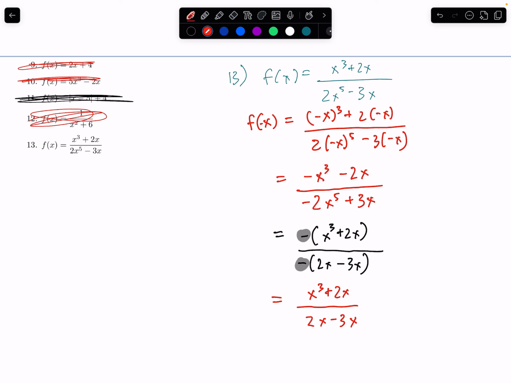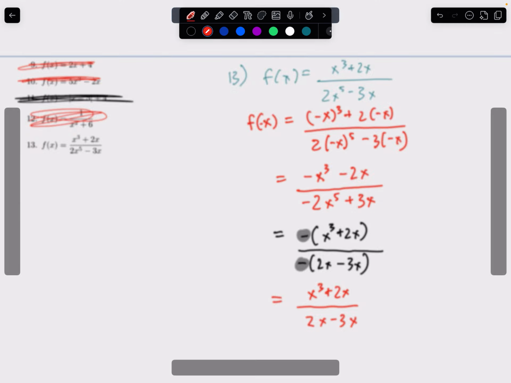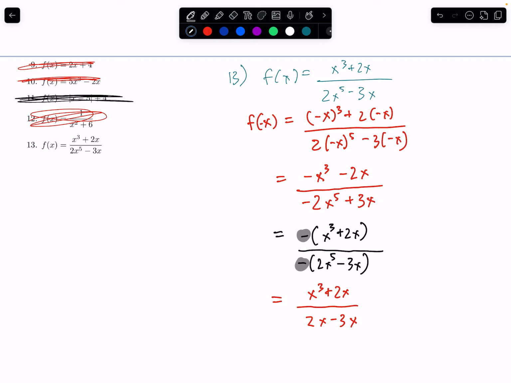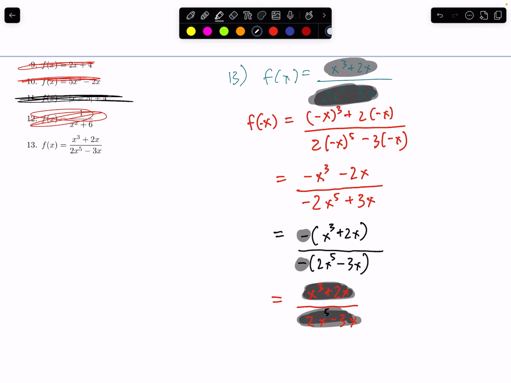Oh, I'm sorry. I lost the 5 along the way. This is to the 5th power here. Okay, so I have x cubed plus 2x on the top and 2x to the 5th minus 3x on the bottom. Now let's compare, and you guys probably see what's happening here already. x cubed plus 2x on the top, and 2x to the 5th minus 3x on the bottom. Now it matches up perfectly, right? f of x and f of negative x were both the same, which means we have an even function on our hands. Even. Done.